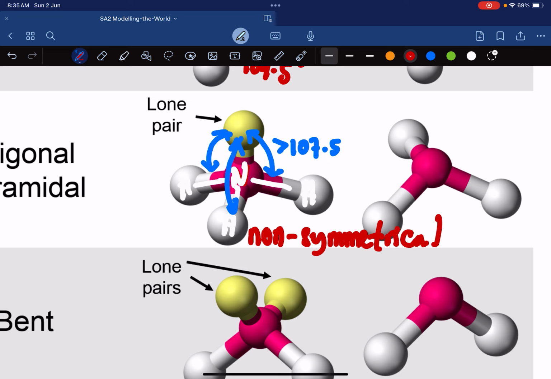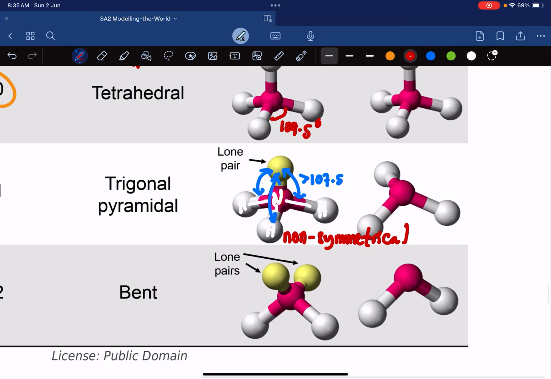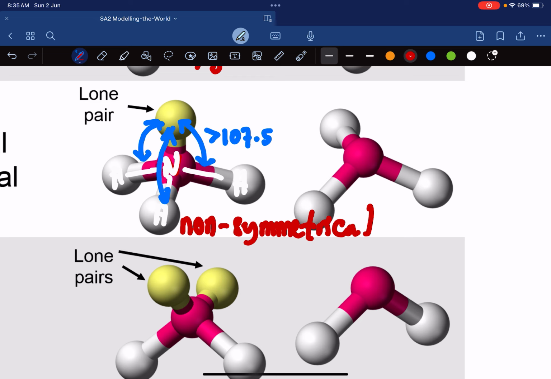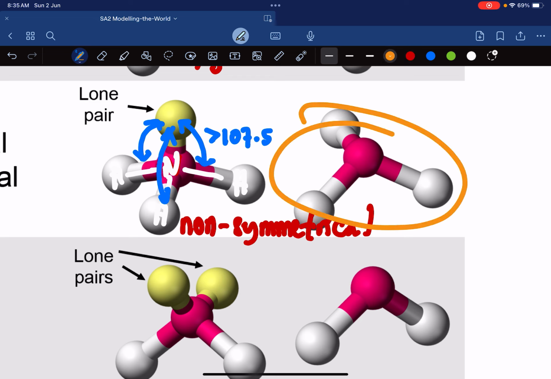So when this happens, we say this molecule is non-symmetrical. It's no longer symmetrical. That means you have two sets of angles. And the shape is called trigonal pyramidal. It's no longer tetrahedral. So if you could see an ammonia molecule with your naked eyes, this is how it will look. It's not flat on the floor. It's a bit lifted, and those are the angles that you see, 107.5.